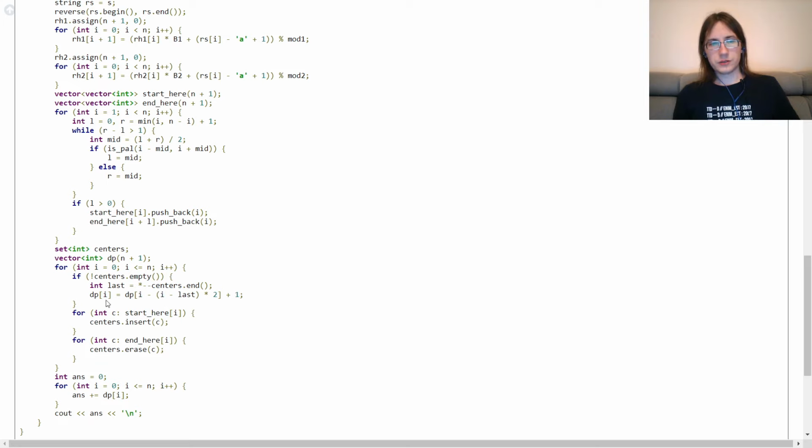So the number of correct left borders for such right border is 1 more than the number of correct left borders for the position the arrow points to. And then the answer is just the sum of the number of correct left borders for each right border. And then I output the answer.